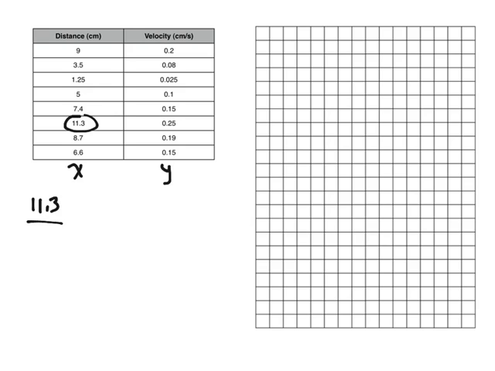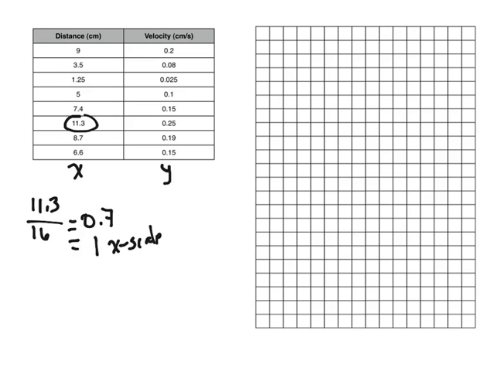So 11.3 divided by 16 gives me 0.7. So I think in this case I'm going to just round it to 1 for my x scale. I think that will look the nicest and be easiest to work with.